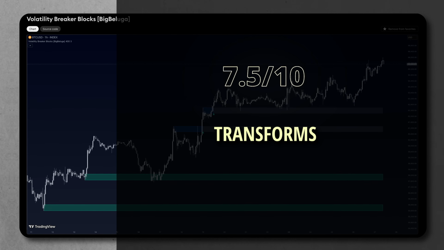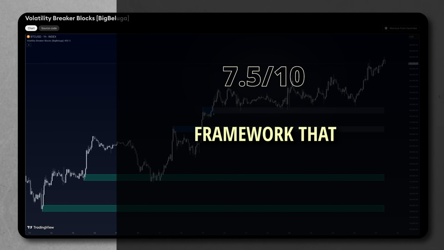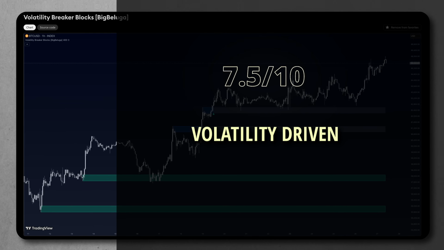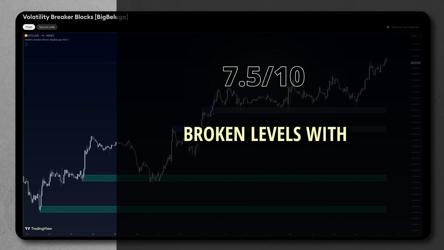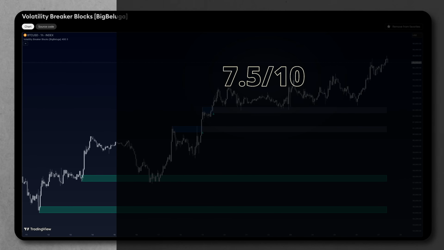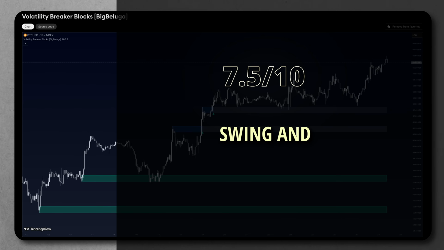The indicator transforms traditional support resistance into a dynamic, evolving framework that reflects real market structure, highlights volatility-driven zones, and retains broken levels with shadow boxes, offering deeper context than simple swing points. Though visually dense at times, it delivers actionable insights ideal for swing and position traders.